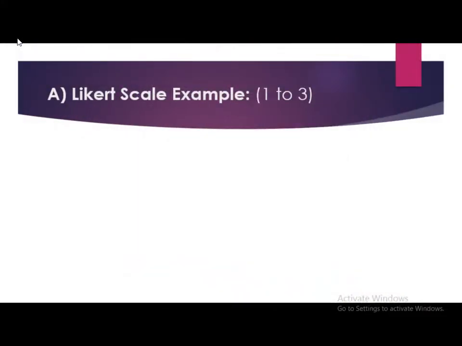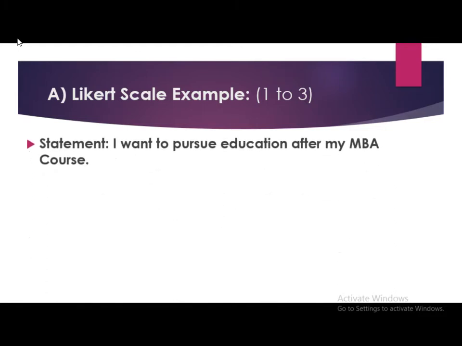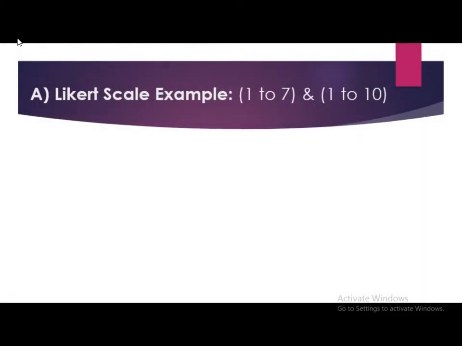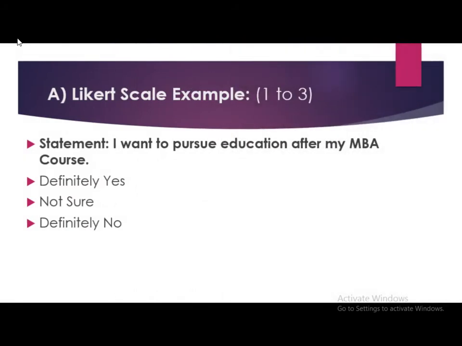We will take a Likert scale example where the scale is 1 to 3. The statement is, I want to pursue education after my MBA course. The options can be definitely yes, not sure, and definitely no. We can assign weights 1, 2, and 3 in this statement. So definitely yes will be assigned 1, not sure will be assigned 2, and definitely no will be assigned 3. Why we are assigning weights, we will see in the next videos.